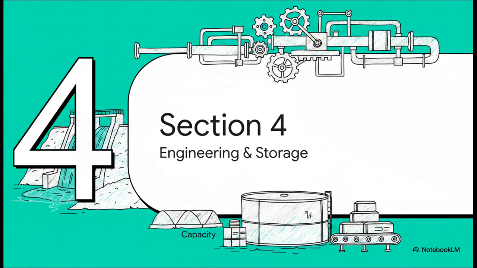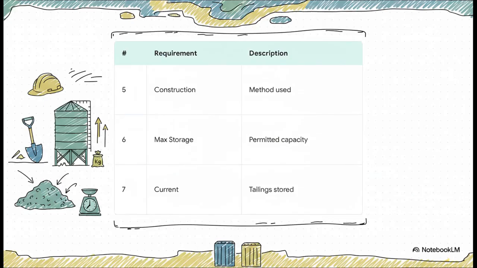Okay, Section 4, Engineering, Capacity, and Storage. Now we're shifting gears from basic identity to the actual physical realities of the facility. Metrics 5, 6, and 7 give investors immediate, concrete insight into the physical scale and the structural approach of the storage facility. We are talking about the construction method, the maximum permitted storage capacity in metric tons, and the current quantity of tailings stored, also measured in metric tons.